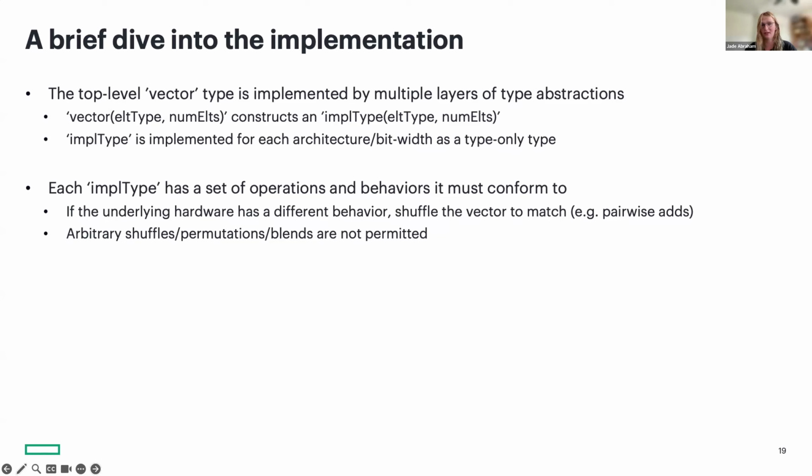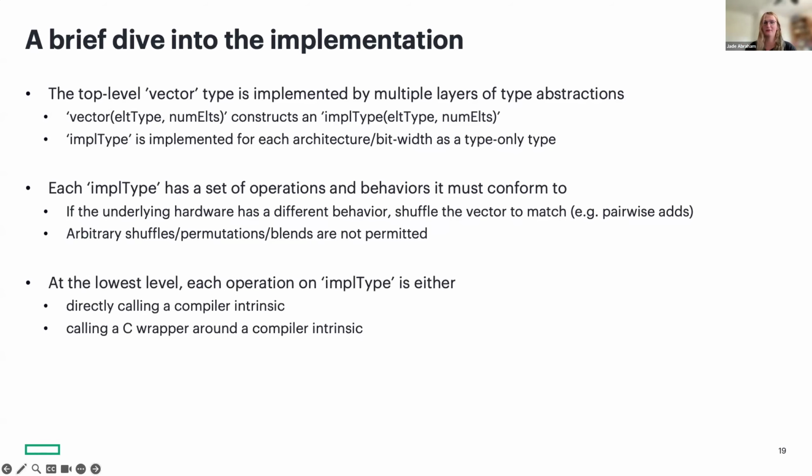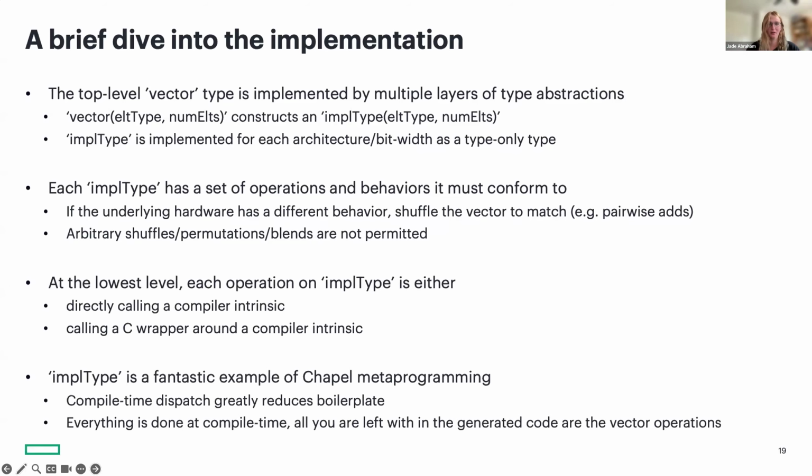And part of that means you can't do arbitrary shuffles and permutations just by the way that SIMD architectures are put together. And at the lowest level, each of these operations is either calling a compiler intrinsic, which is essentially just calling the assembly instruction, or it's some C wrapper code that I put around that compiler intrinsic for portability. And that's what I mean by, this is a Chapel-ish library.